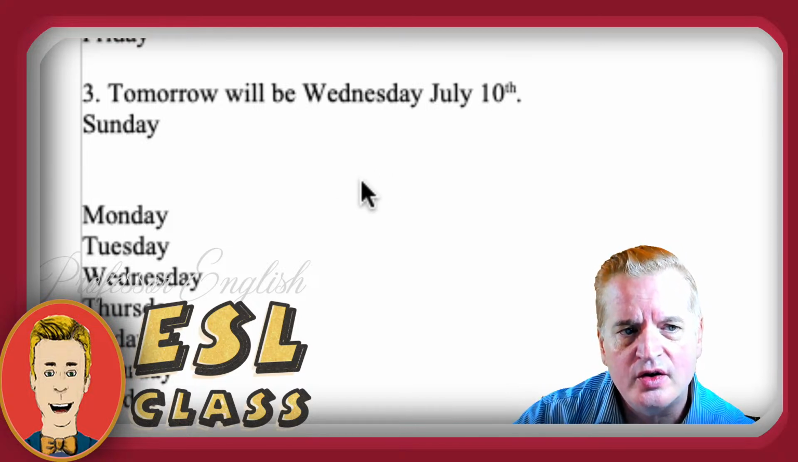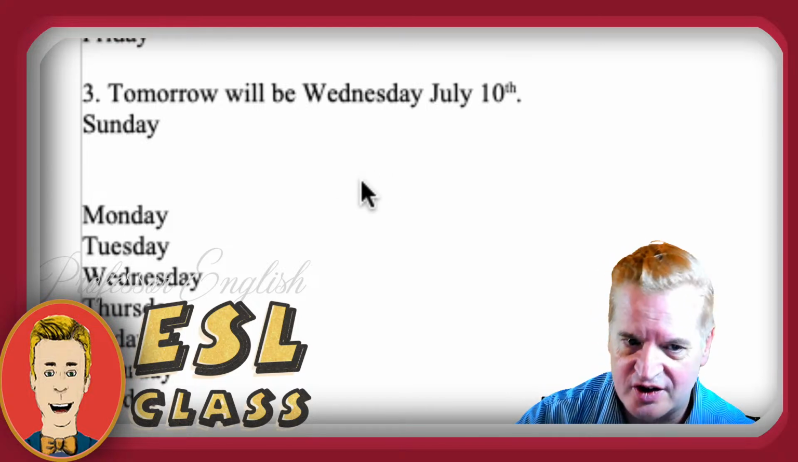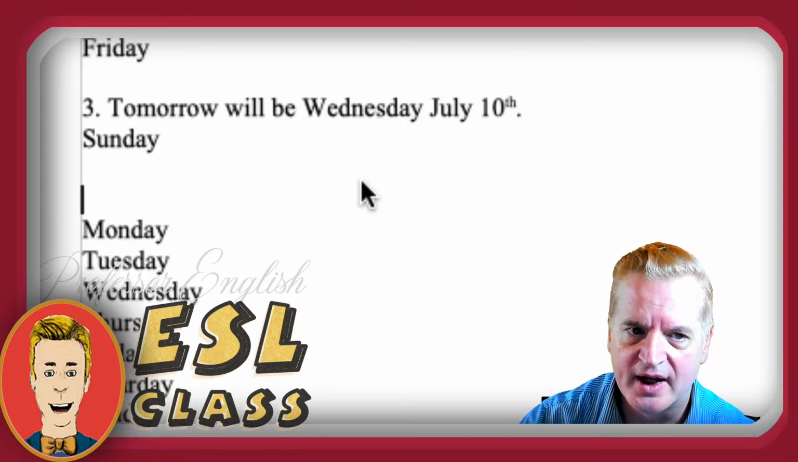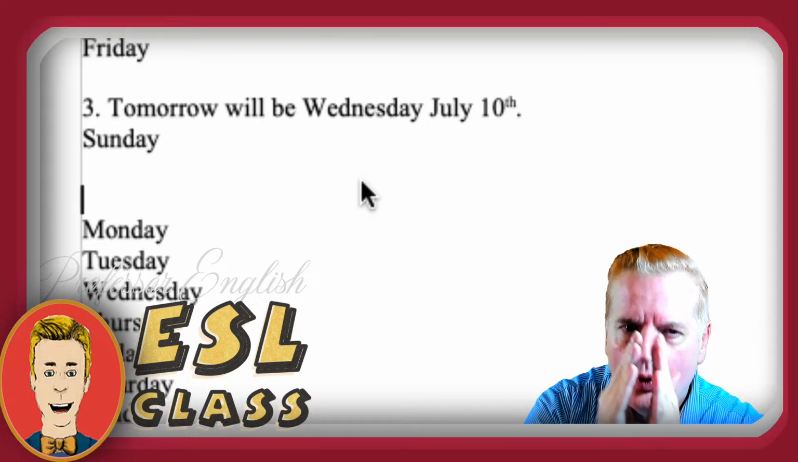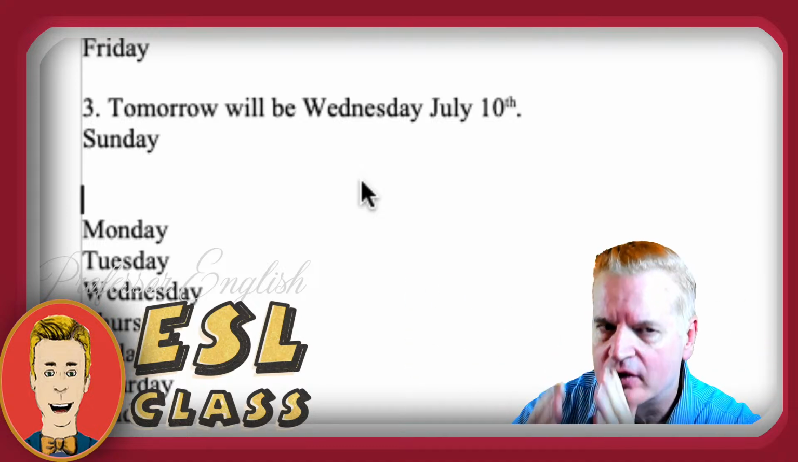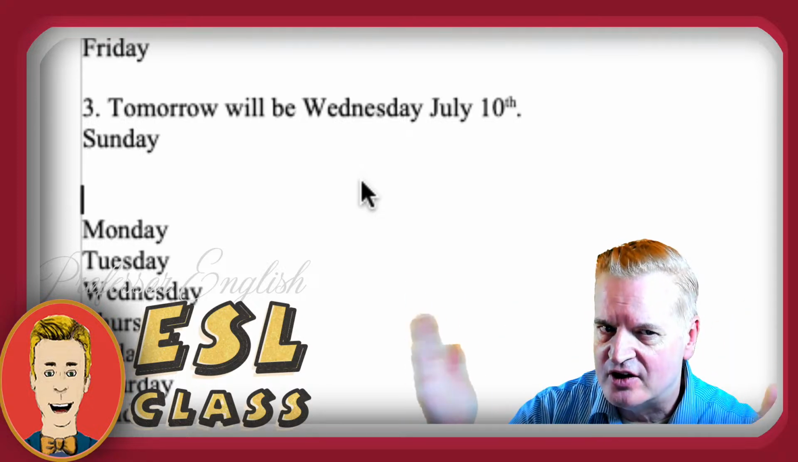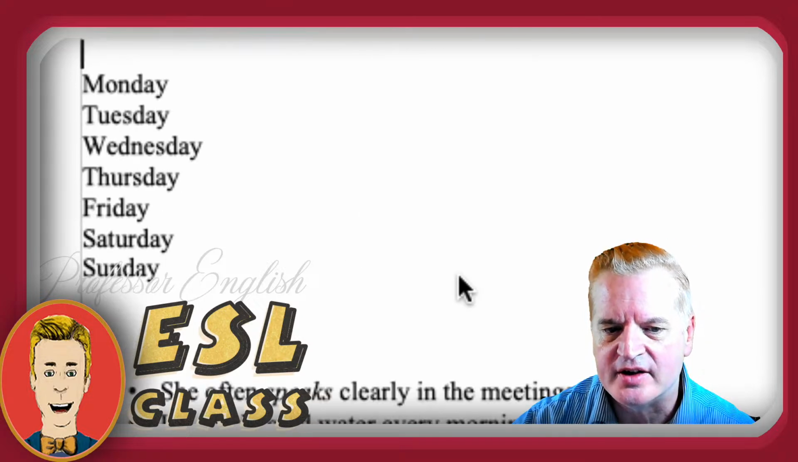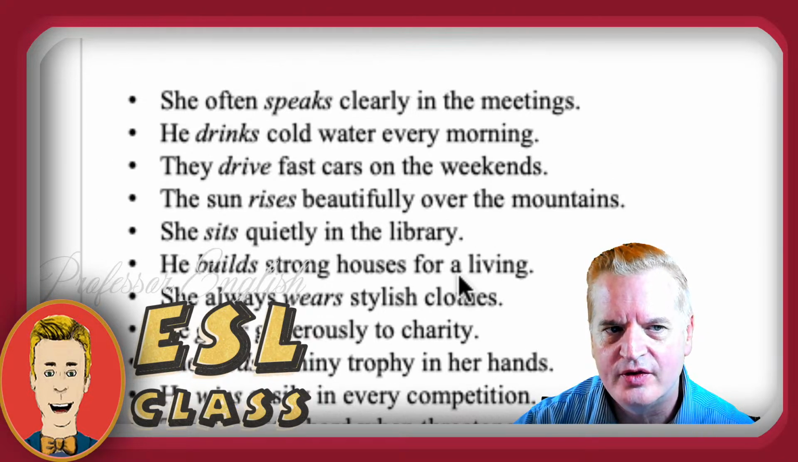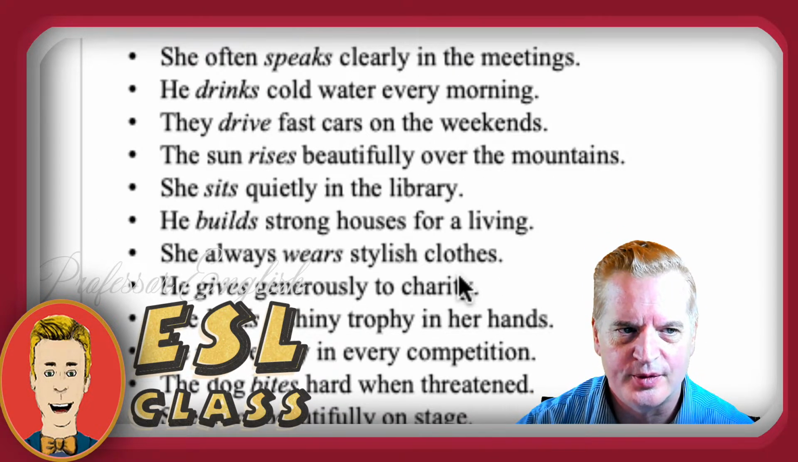And the answer is tomorrow will be Wednesday, July 10th. Okay? Tomorrow will be Wednesday, July 10th. Focus on Wednesday. All right. Let's move to our do verbs. Okay, we have these sentences here.